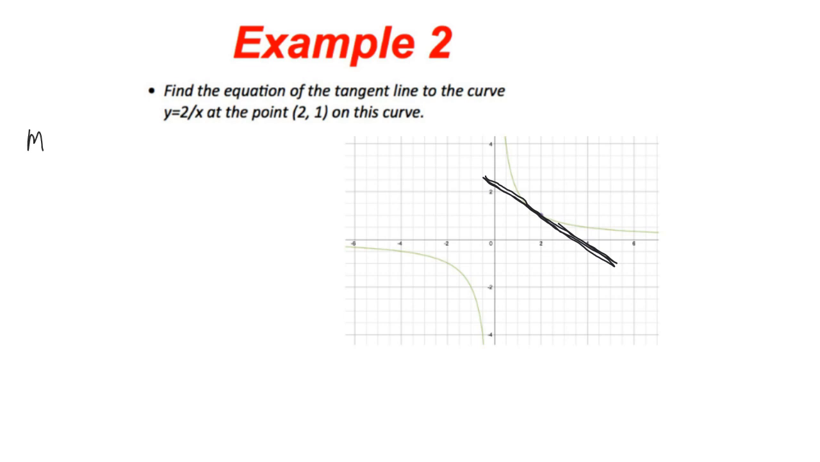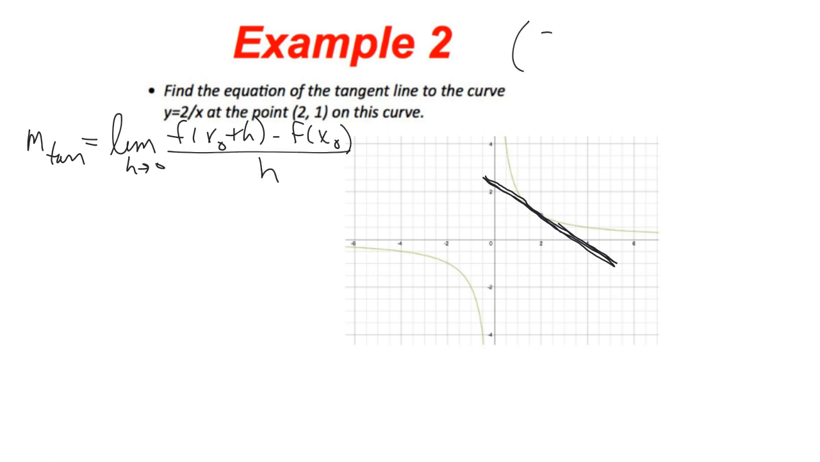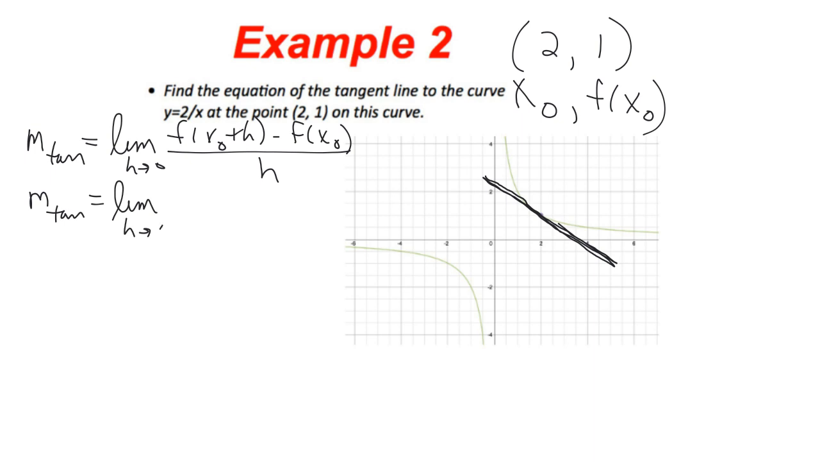So we're saying the slope of the tangent line is going to equal the limit as h approaches 0 of f of x sub 0 plus h minus f of x sub 0 over h. And remember, with the coordinate 2, 1, my x sub 0 is the first guy, and then my f of x sub 0 is the second guy. So here I have slope of the tangent line is equal to the limit as h approaches 0 of f of 2 plus h minus f of 2 over h.